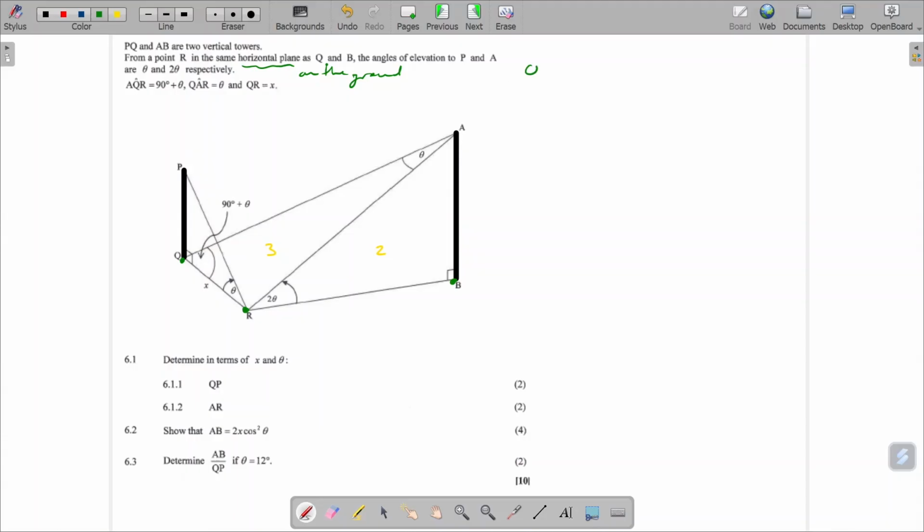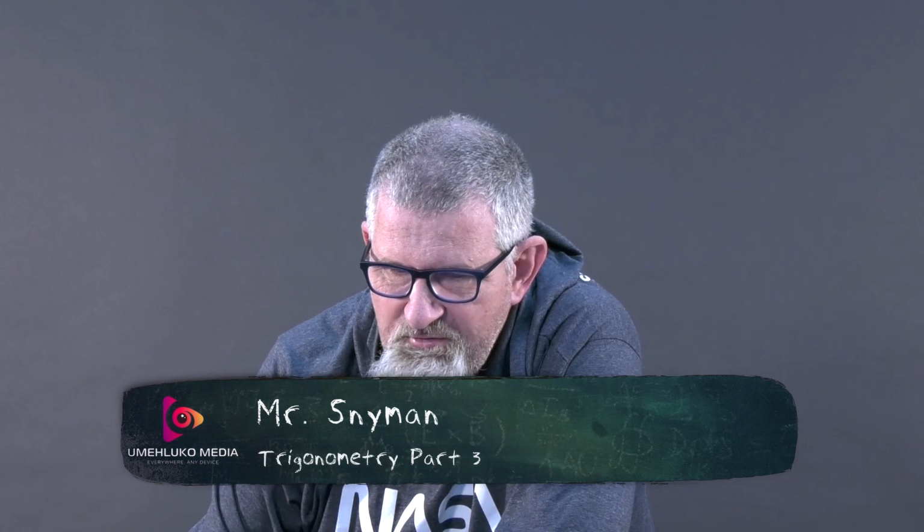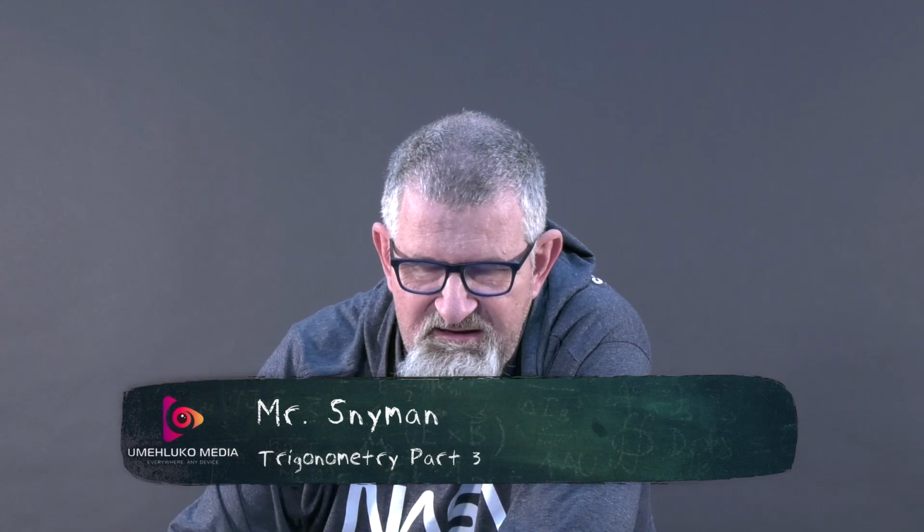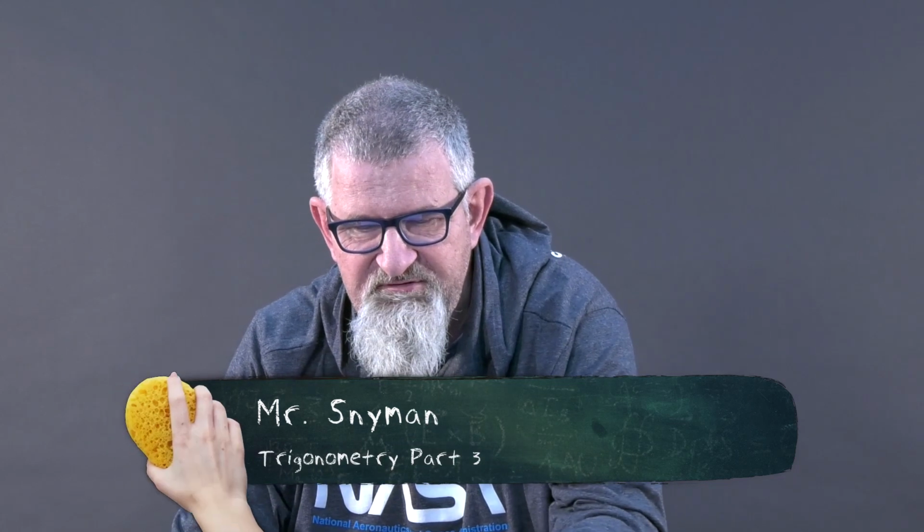Okay, find QP. They're nice and friendly to start with. Find QP. Well, QP over x is going to equal tan of theta. So QP over x equals tan of theta. So QP equals x tan theta. 2 marks. Woohoo! Great. Okay, AR. As we said before, you always want to target the connecting line, and in this particular case, they're asking us to do that first. So again, nice of them.